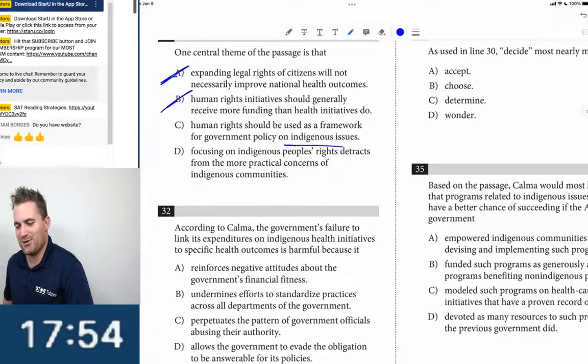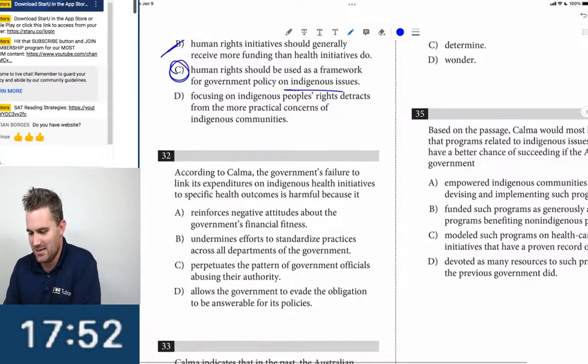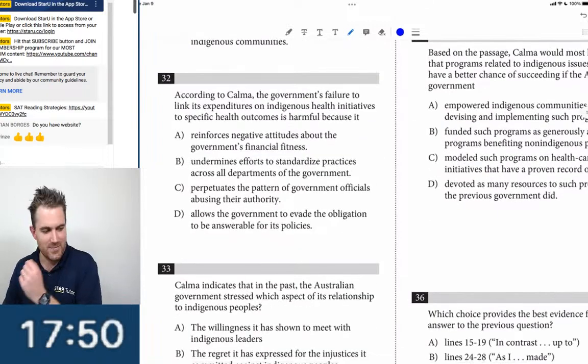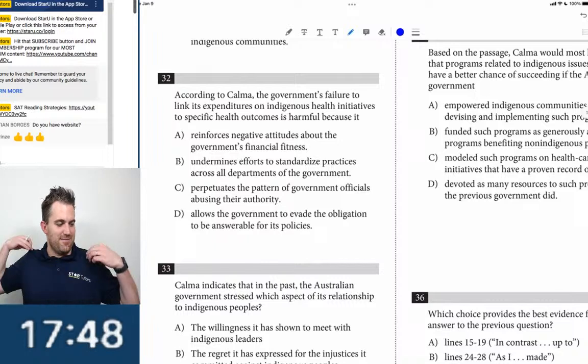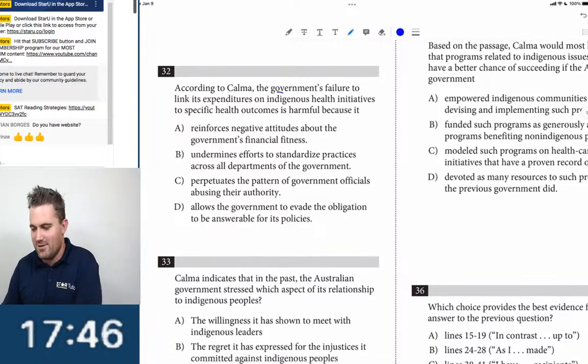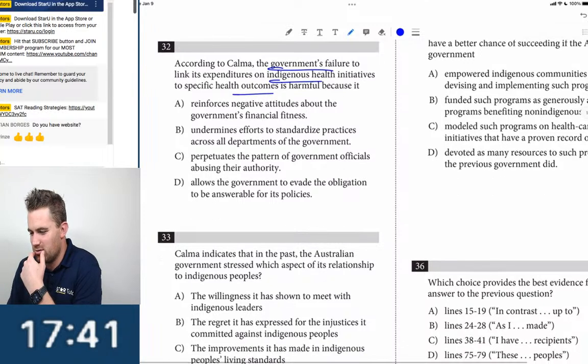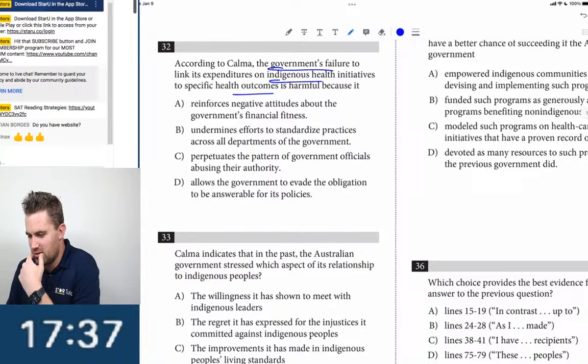I think it's C. They mentioned that in the last passage. I got to keep moving here. Okay, guys. Thumbs up if that has ever happened to you. According to the author, the government's failure to link its health initiatives to negative attitudes, no. It undermines efforts to standardize, maybe. Certainly not this one. Corrects the pattern of government abusing their authority. No, abusing is not what allows the government. Yeah, it's definitely D, right?